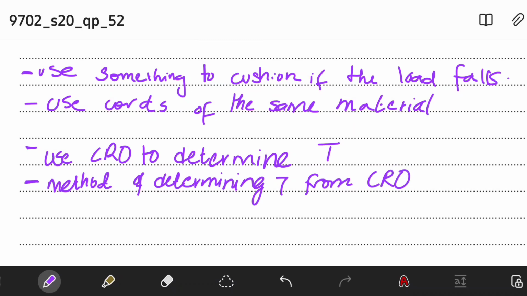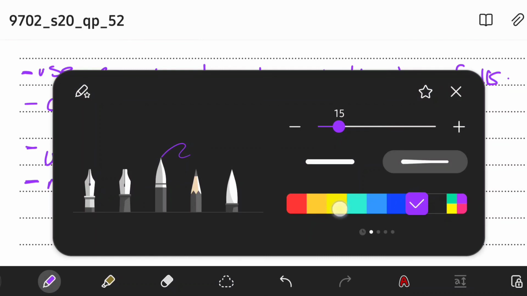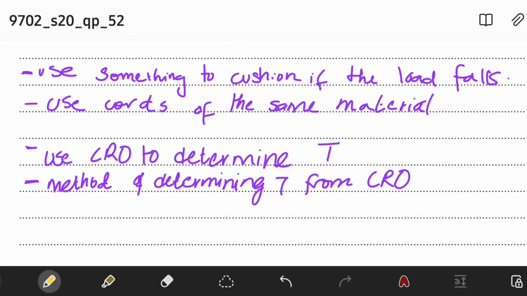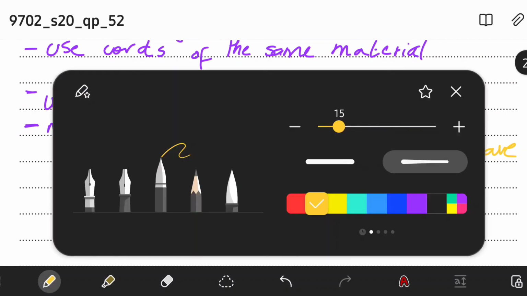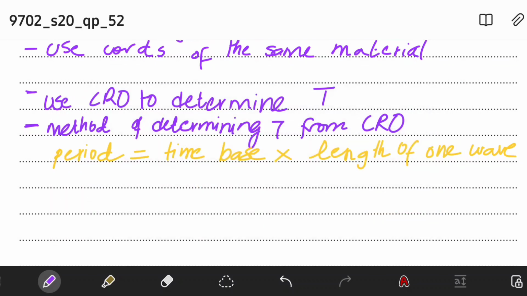There is a formula which is period is equals to time base, which could be found from CRO, and length of the wave, which is also noted from the CRO. One wave, right? And then using this, we can find out the frequency, since we will get the time period.